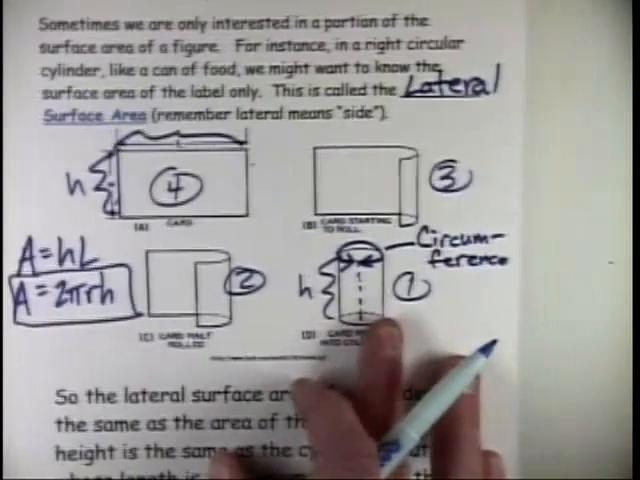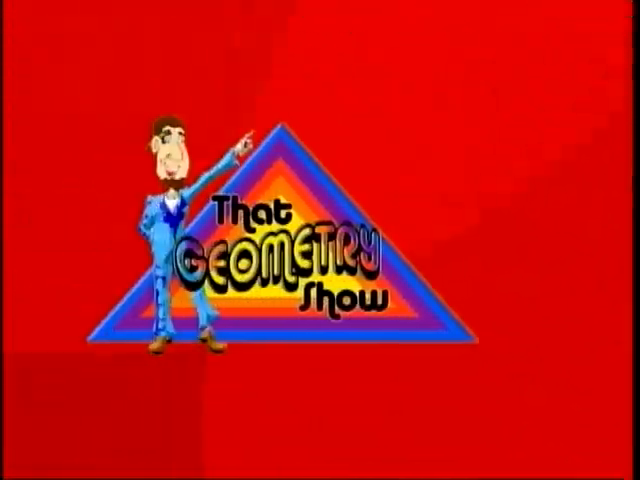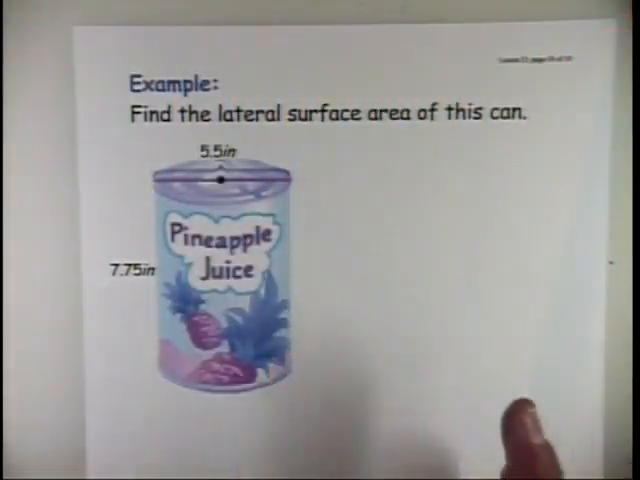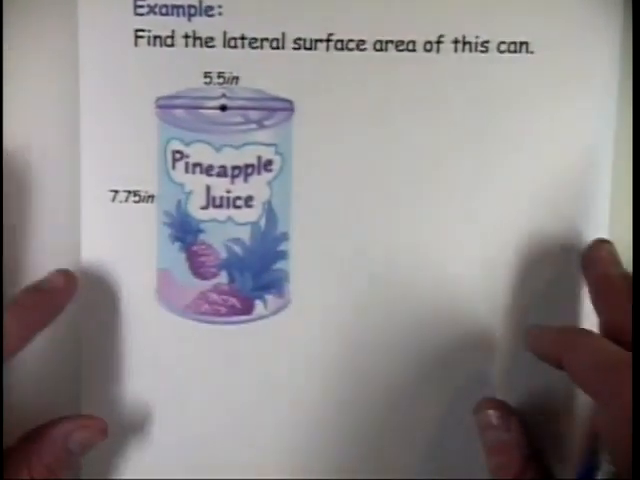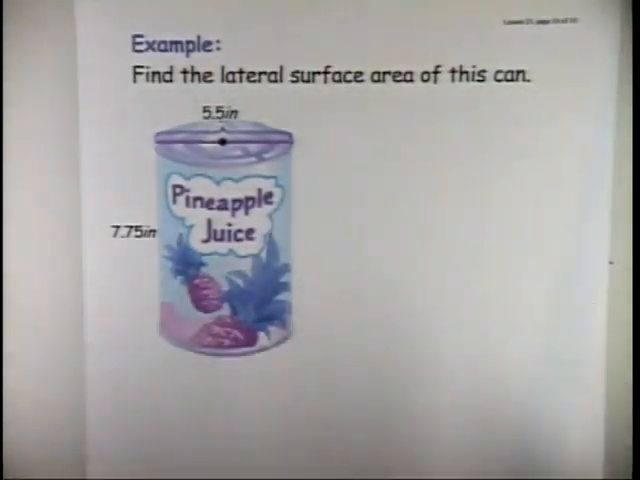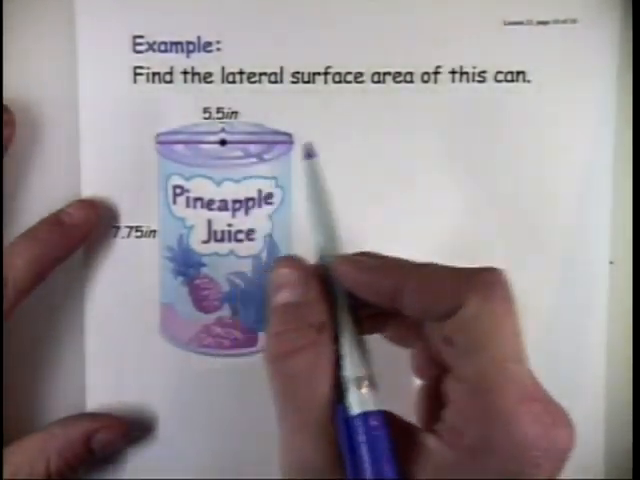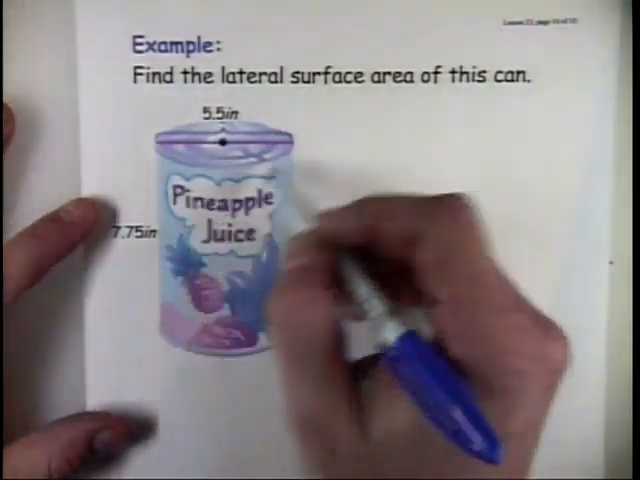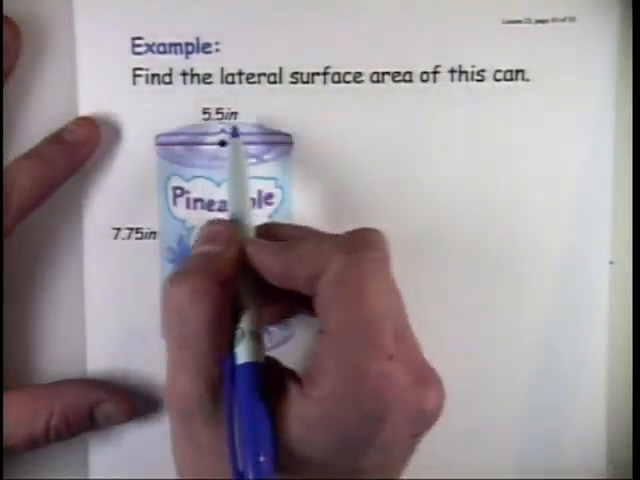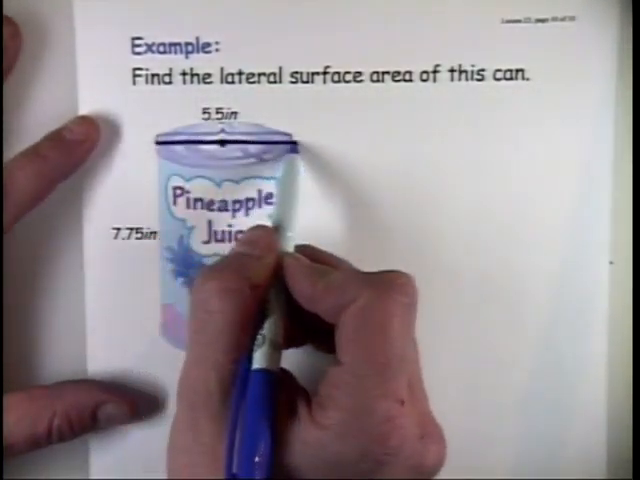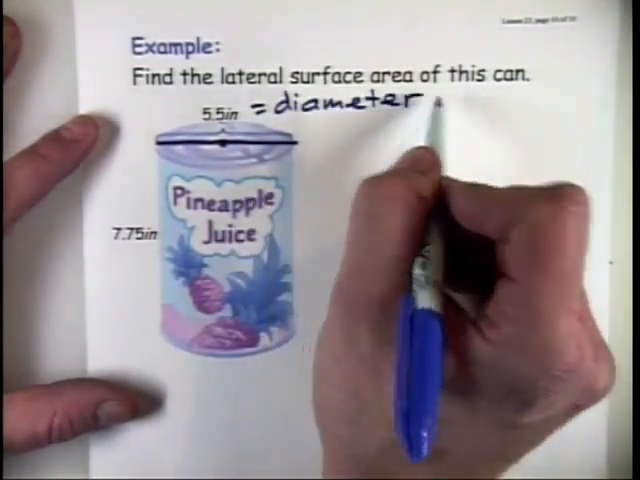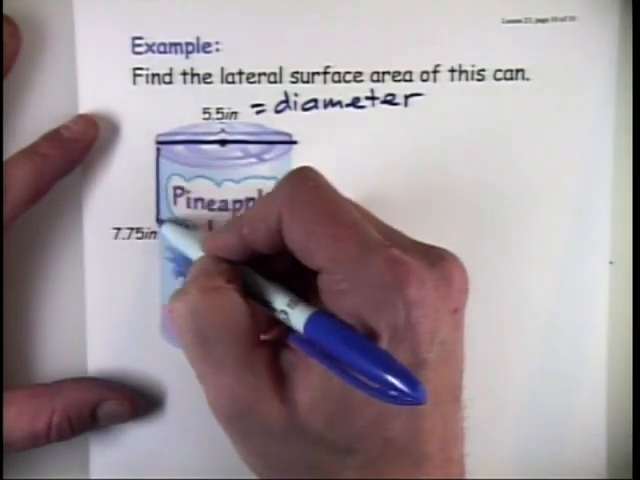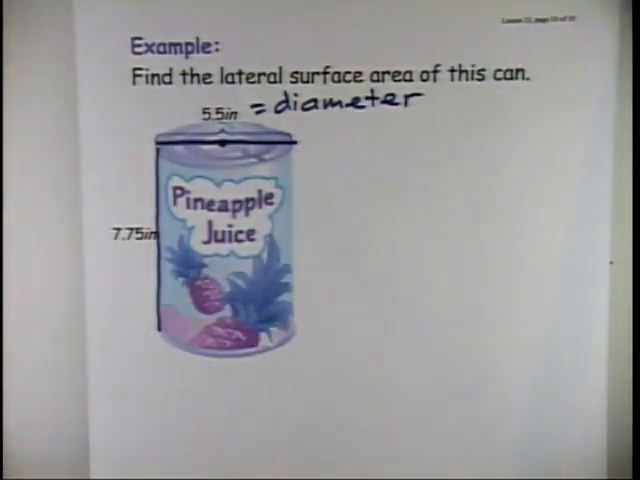So I got a real juicy example here to help demonstrate it. All right. Find the lateral surface area of this can. Okay. It's pineapple juice. Yum, yum. I like to drink it after a good math problem. Really revitalizes me. Okay. Not really. Notice in this diagram we have some dimensions labeled. We got 5.5 inches, and that is the distance all the way across. That is the diameter. Okay, we don't want to be fooled. That's the diameter. And we have the height of the can is 7.75 inches.